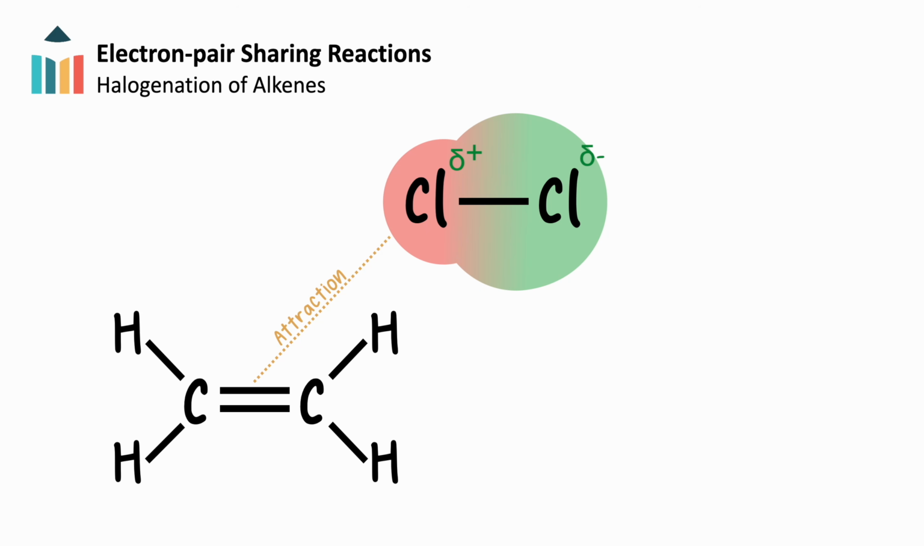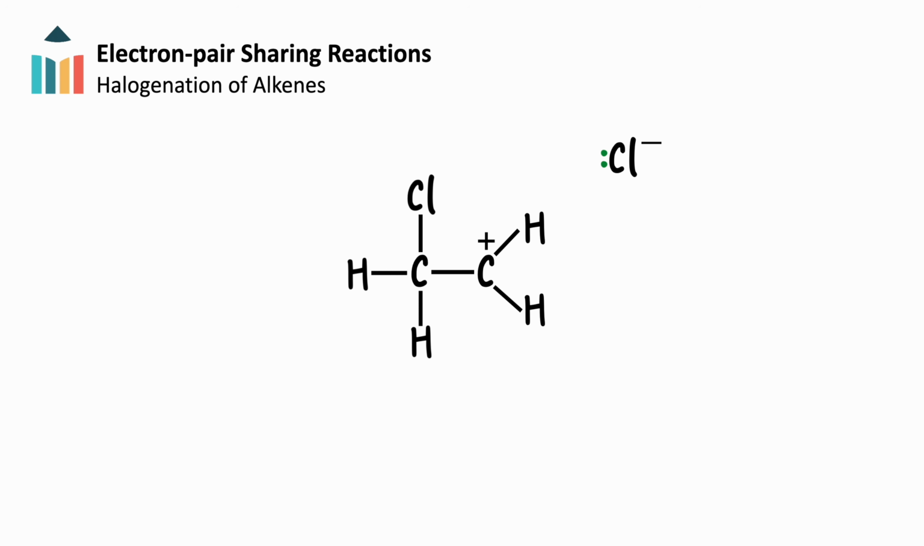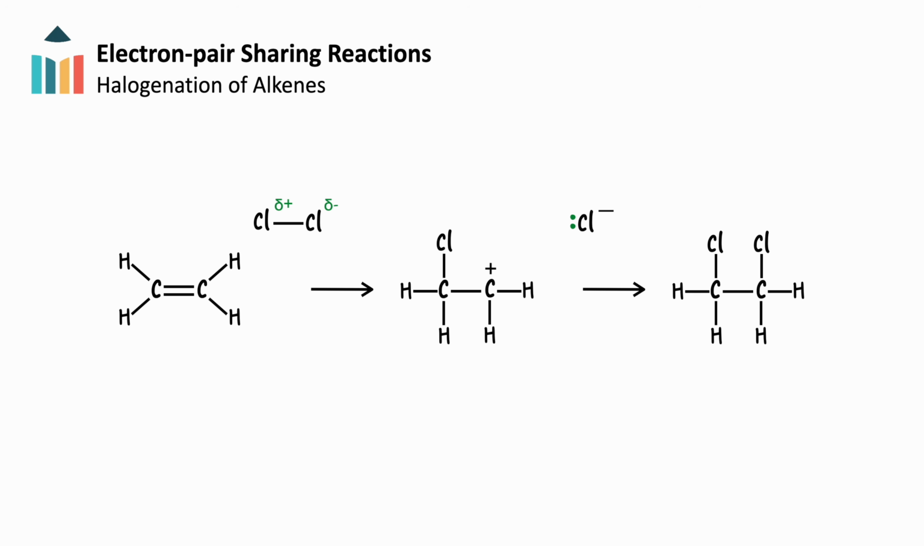An electron pair is then donated from the carbon-carbon double bond to the chlorine atom. A new carbon-chlorine bond is formed, and the chlorine-chlorine bond is broken, producing a chloride ion. Similar to our previous example, this chloride ion then reacts with the now positive carbon and forms a second carbon-to-chlorine bond. We can see the whole reaction mechanism here.